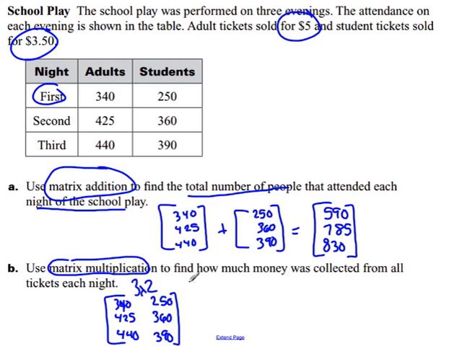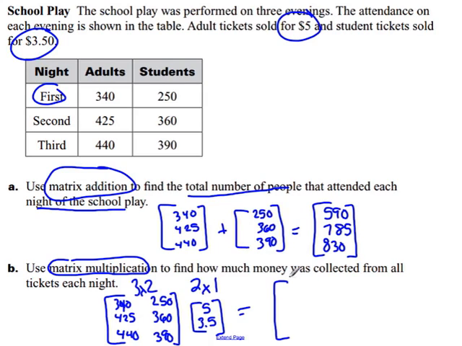So if I'm going to set this up, I'm going to have to multiply by a 2 by something matrix. Since I only have one thing, cost, we'll just set this up as a $5 and $3.50 matrix. So I have a 3 by 2 times a 2 by 1. I should get a 3 by 1 matrix as my result. So that'll look something like this.